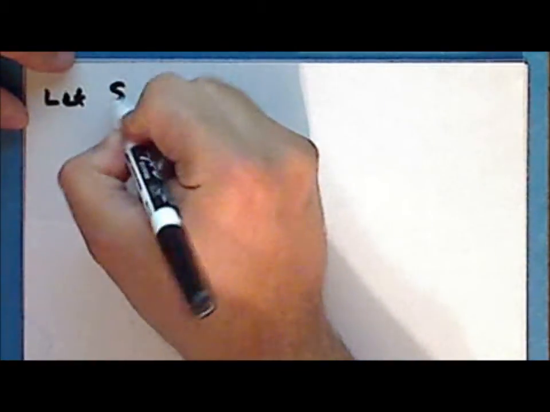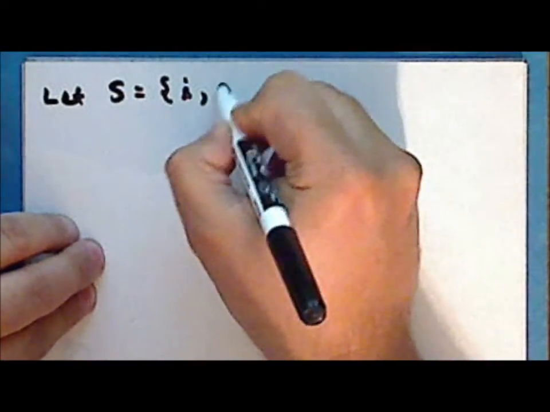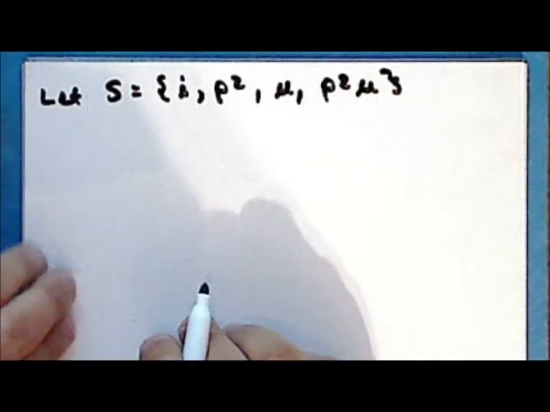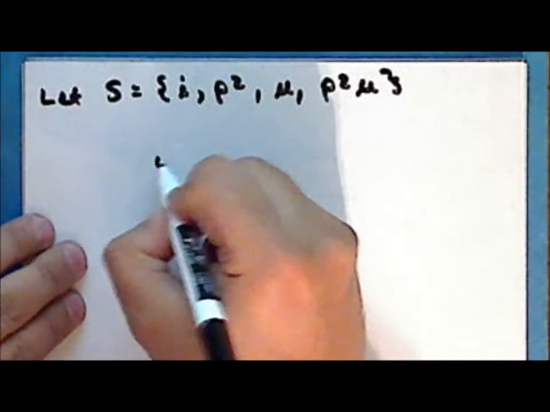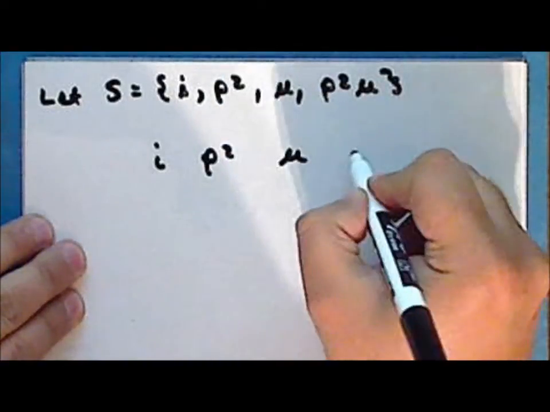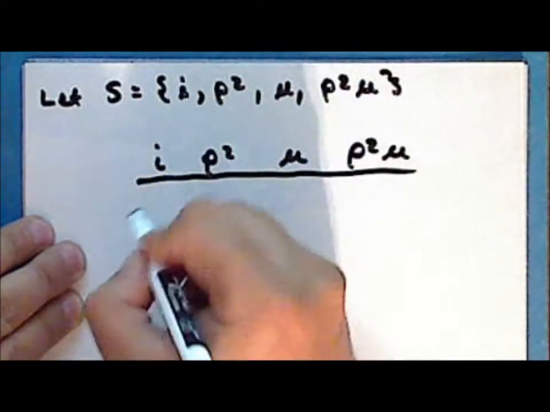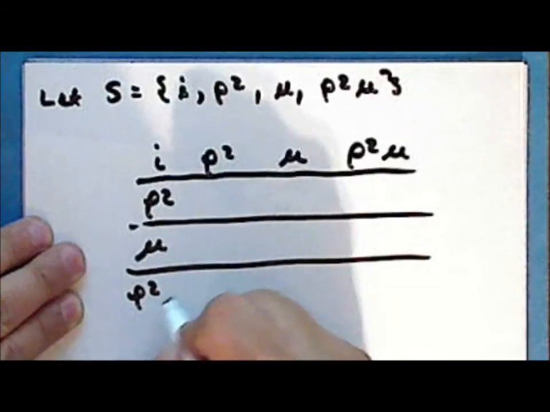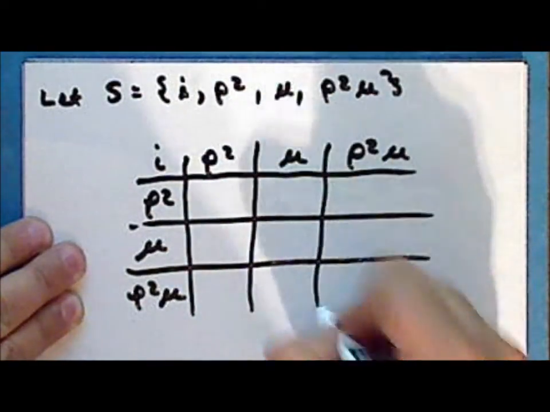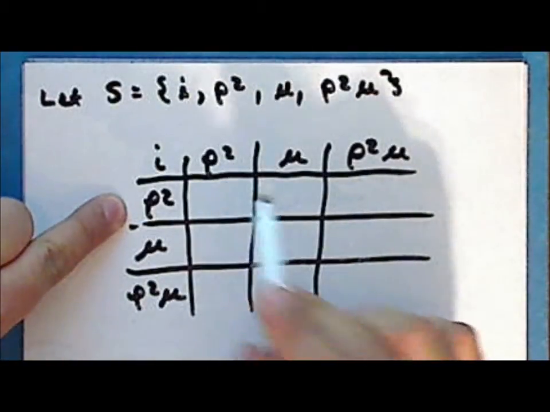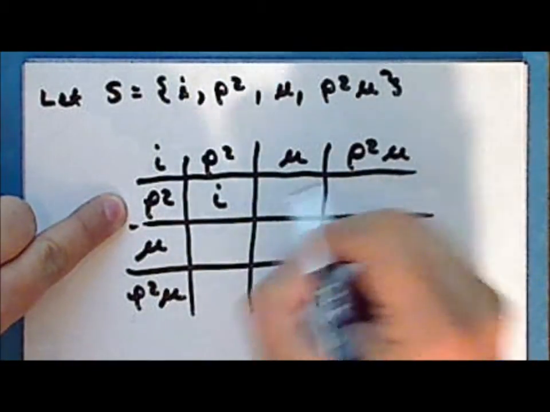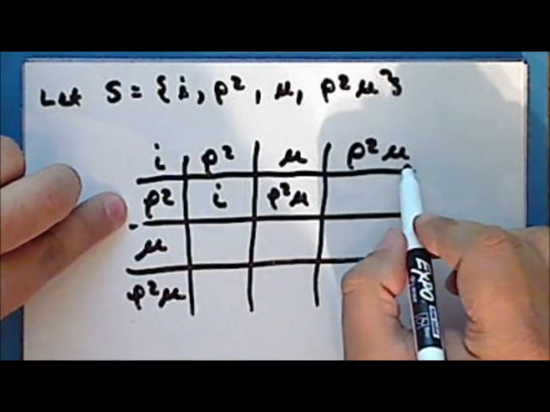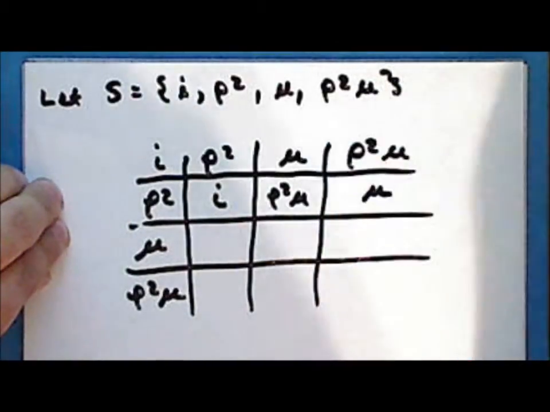So now let the set S be the set which contains the identity, rho squared, mu, and rho squared times mu. We'll look at the Cayley table for these 4 elements. That is the multiplication table. Now rho squared times rho squared is rho to the 4th power, which is the identity. Rho squared times mu is the element rho squared times mu. Rho squared times rho squared times mu is rho to the 4th power times mu, which is identity times mu, so this is simply mu.